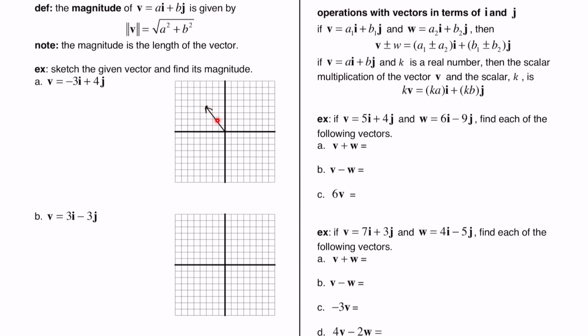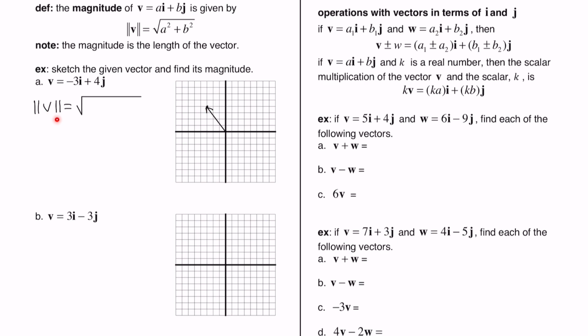Notice this vector, it's in this specific direction. It's going up to the left. And again, we found it by moving 3 to the left and up 4. Draw the vector, and then you stop at that point. Don't draw it past it because it has a specific length that we're about to find by finding its magnitude.